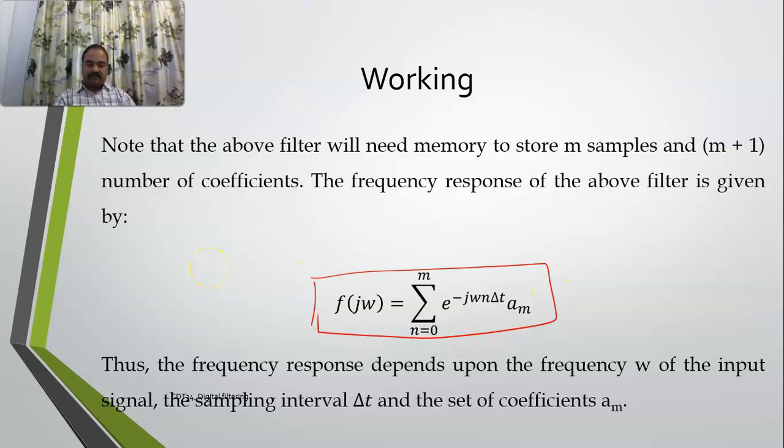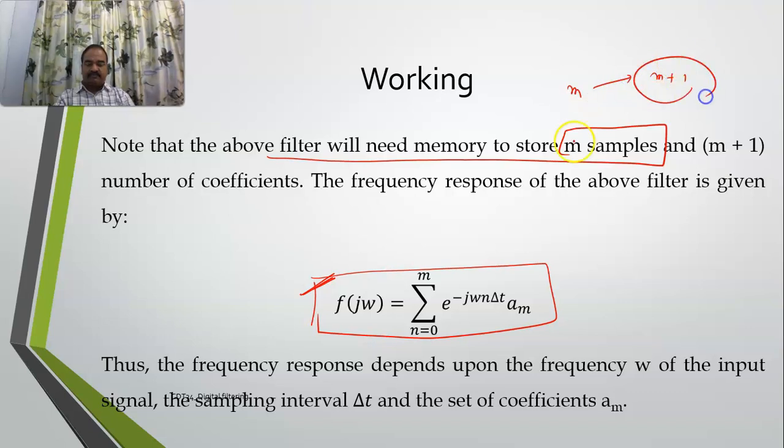If you carefully see, you need to store the data. You need to store at least m samples if you are designing the filter for m samples, and also m plus 1 coefficients. So you do need some memory for performing this particular action. If you want to be more accurate, you should go with a higher number m. So automatically your memory requirement will be increasing.